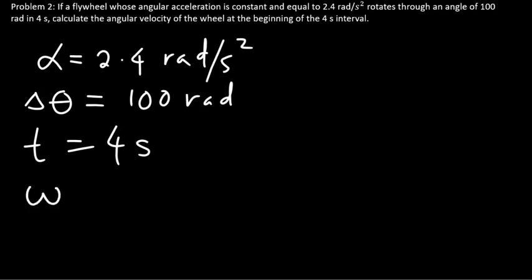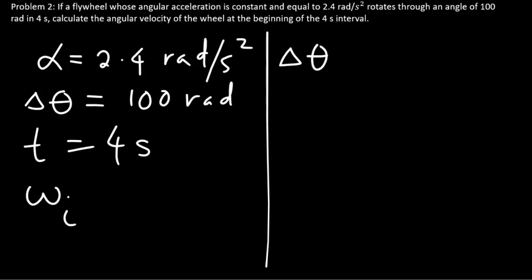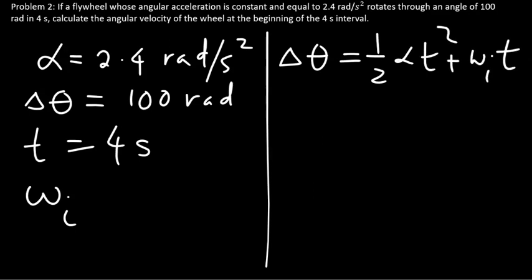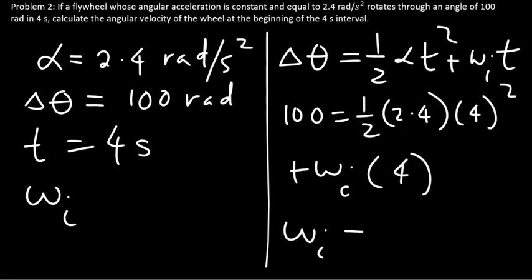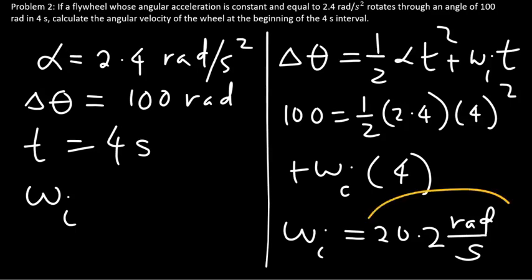and we are interested in determining the initial angular velocity. So of course, based on the information given, the second equation of rotational kinematics would work. That is, the angular displacement equals half alpha t squared plus omega i t. So the angular displacement is 100, alpha is 2.4, t is 4, so 4 squared. Omega i is what we want to determine, the initial angular velocity, and t is again 4, and you can solve for omega i, which will give us 20.2 radian per second. And that solves the problem.